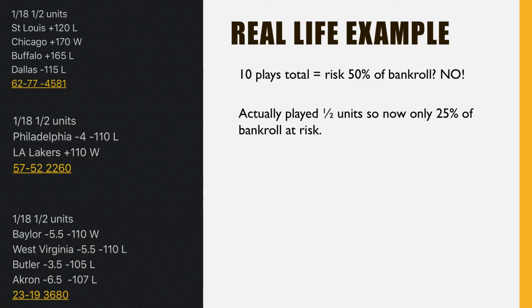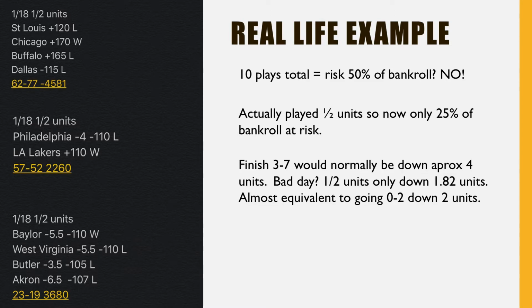And then finally, college basketball, we hit Baylor at -110. That was a win. However, we did lose West Virginia, Butler, and Akron. So on the surface, that looks like, oh no, terrible day. We finished 3-7. And just using basic math, 3 minus 7, you would think normally we would be down approximately 4 units. Well, a couple things helped us. Number one, that Chicago win up there at the top, even though we went 1 and 3, in essence down 1.2 units, not factoring in half units.